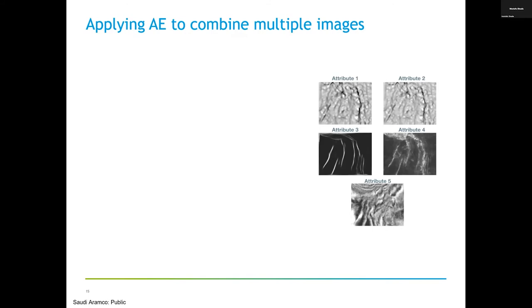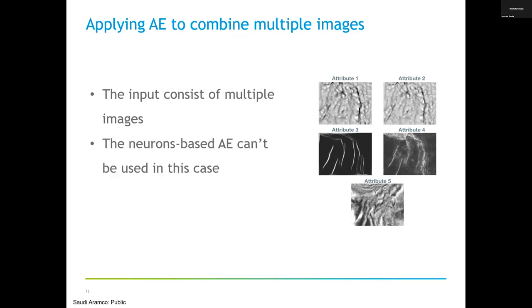The structure we talked about previously cannot be used for our problem for two reasons. One, our input consists of multiple images, and each image needs to be flattened, which gives a huge number of parameters, since each pixel would be represented as a neuron, and training the algorithm would be really very expensive. Number two, by flattening the images, we risk losing the spatial information, which is not desirable for our case.